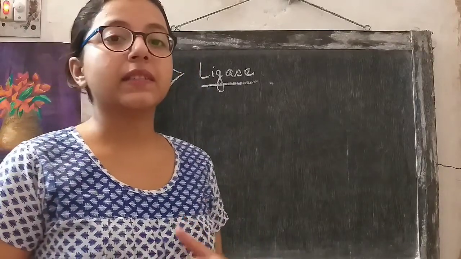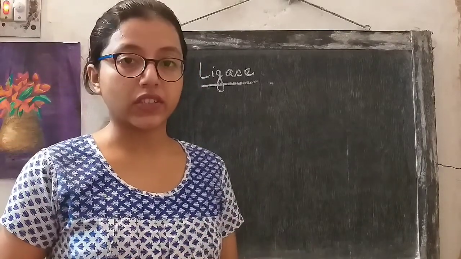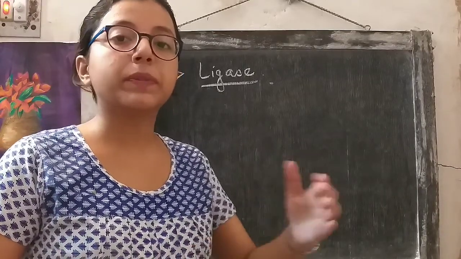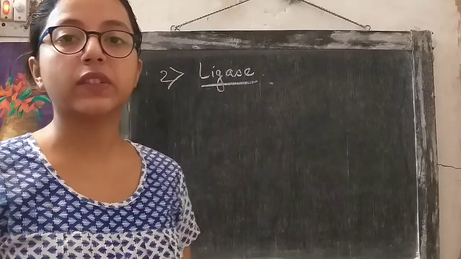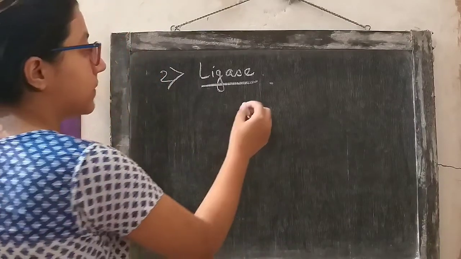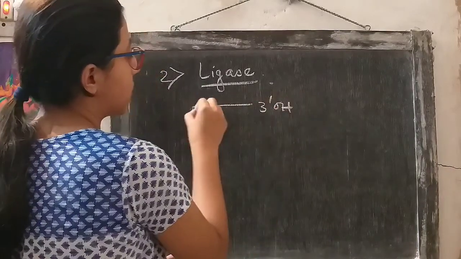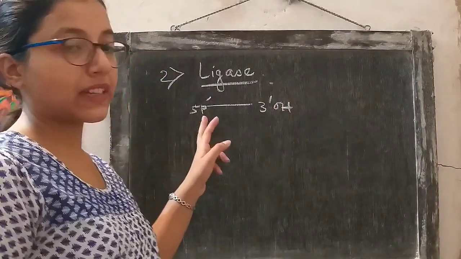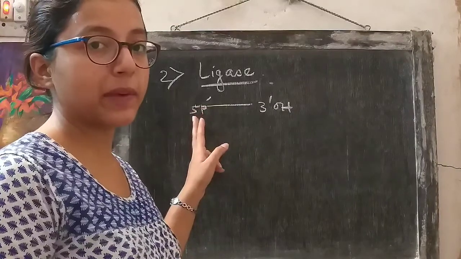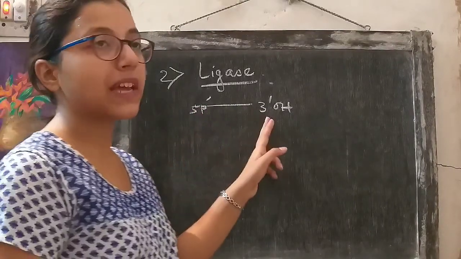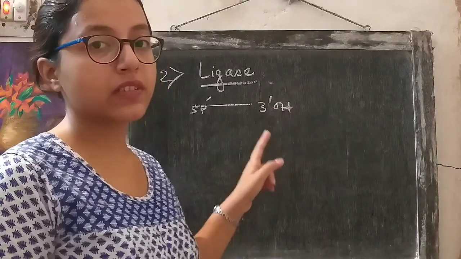So ligases basically carry out a chemical reaction. They form a phosphodiester bond between a 3' OH group and a 5' phosphate group. So we know that DNA has a 3' OH group and a 5' phosphate group. We know that a DNA has a 5' end and a 3' end. So the 5' end contains a phosphate and the 3' end contains a hydroxyl group.